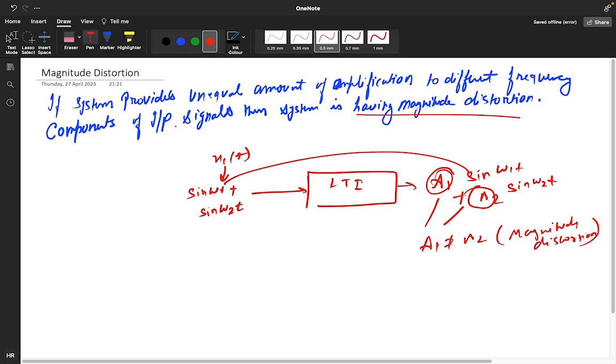Okay, so suppose you have a1 dash here and a2 dash here. If these amplifications are the same, then we cannot say that distortion happens. If these values are different, then only we will say the distortion happens.